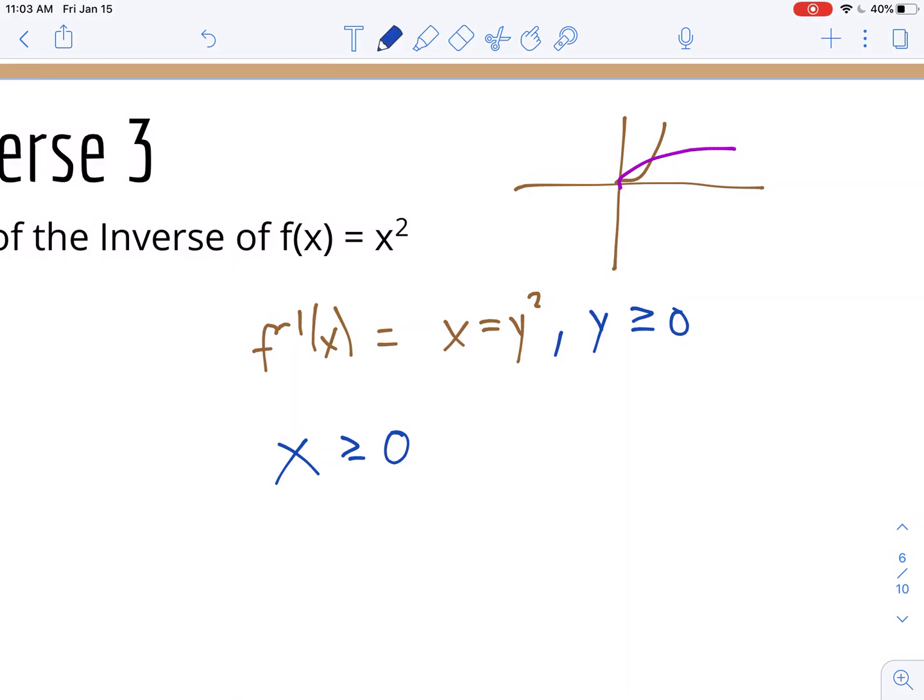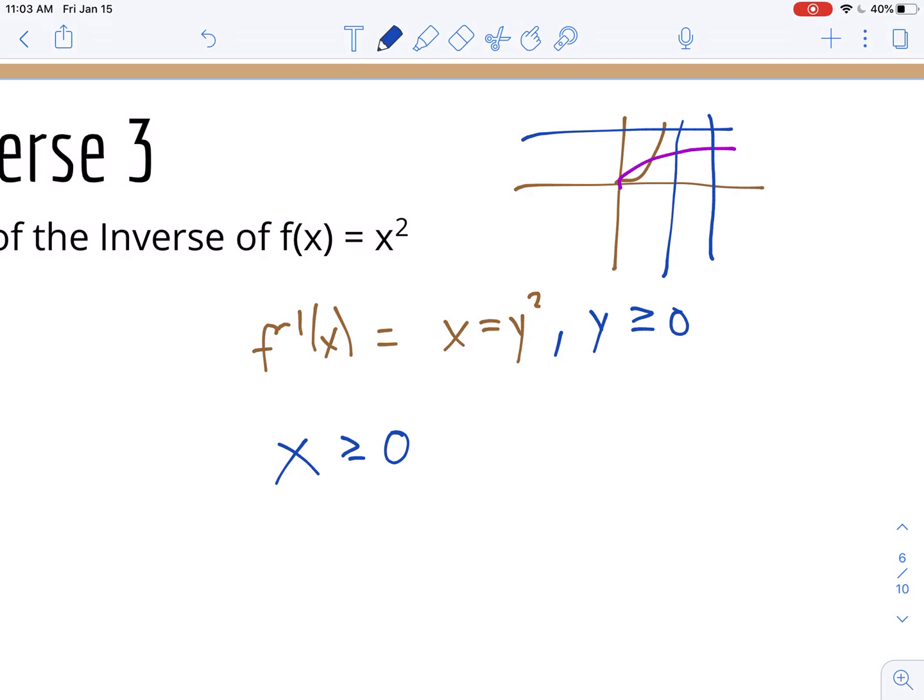So it's not failing the horizontal line test with the original function, and it's not failing the vertical line test with the inverse function. I have to go through the actual process of restricting my domain in order to be confident that I'm going to have an inverse function that works out here.